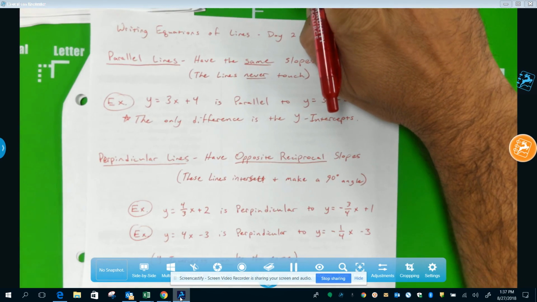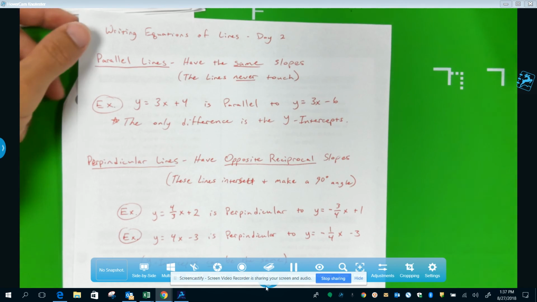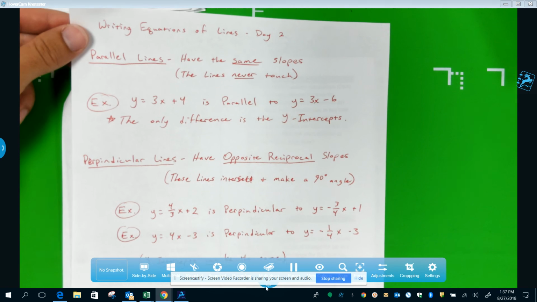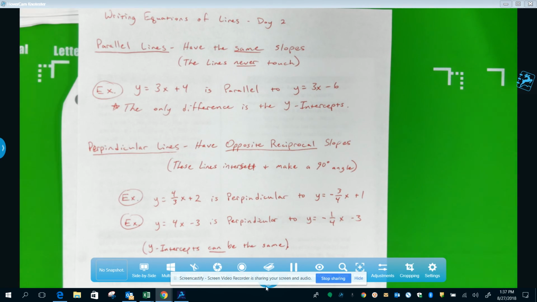So once again, here are the notes you need to know for parallel and perpendicular lines. And we need to make sure that we understand the difference between parallel and perpendicular, what's happening with our slopes, and what can possibly happen with our y-intercepts.